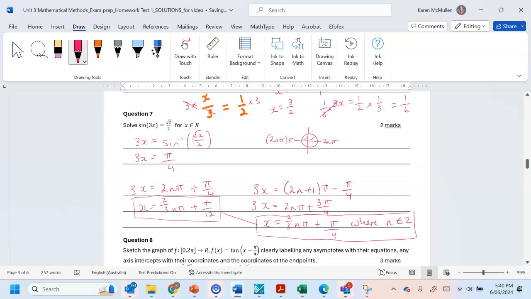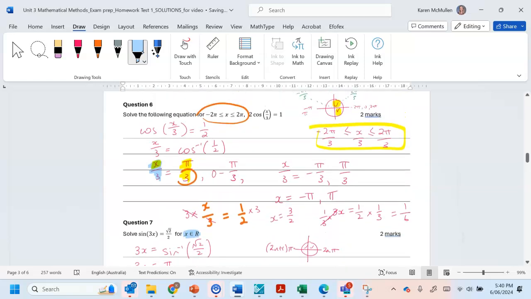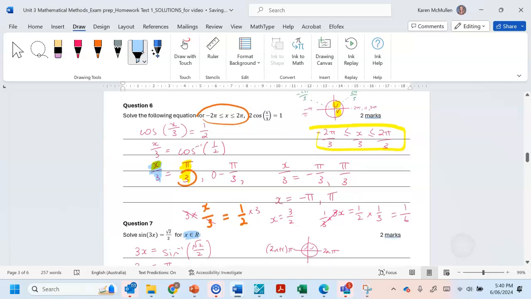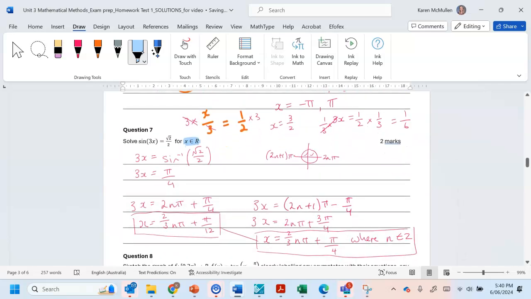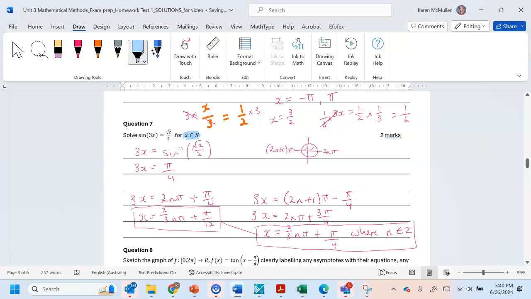All right, question number 7. So here we've got a general solution. The type of question was very similar to last time. It says x is an element of R. So a little bit different to the previous one where we're solving between negative 2 pi and 2 pi. Here it can be any real value. So we're basically asking for the general solution. So getting your exact value, which is pi on 4, and then setting up your 2 solutions. It's sine, so we have a solution in the first quadrant and the second quadrant.